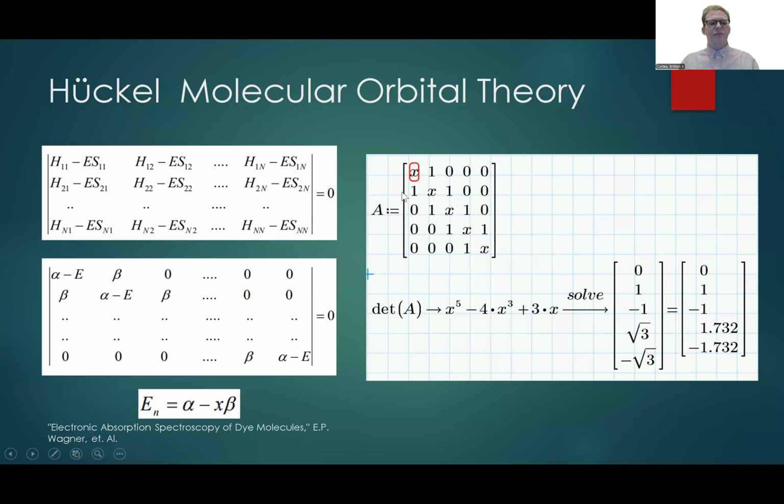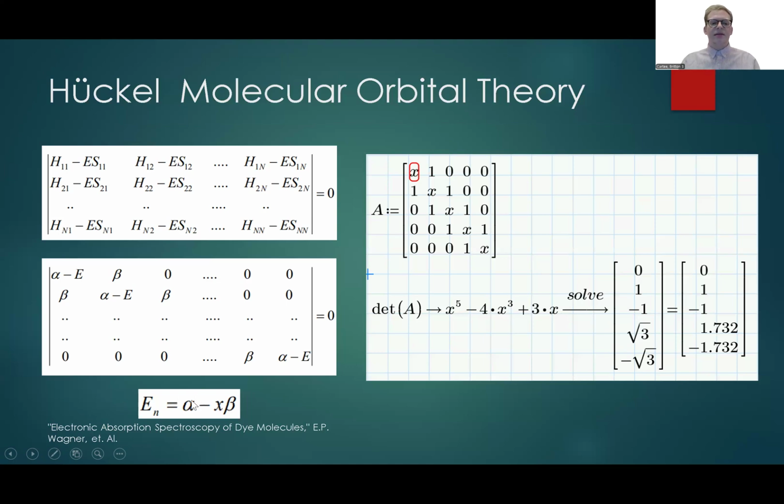So here, we've used X to substitute in for the value of alpha minus E over beta. And we got alpha minus E over beta because we divided everything in the matrix by beta. So all our beta terms became 1, really simplifying the matrix. And we're just plugging an X in for that alpha minus E over beta. So then we find the determinant of this function and we solve it. And we get the values of 0, 1, -1, the square root of 3, and negative square root of 3 for our X values. These X values are going to end up being our coefficients for our beta term in this equation down over here, which gives us the energy levels of our electrons, or of our orbitals, I should say.